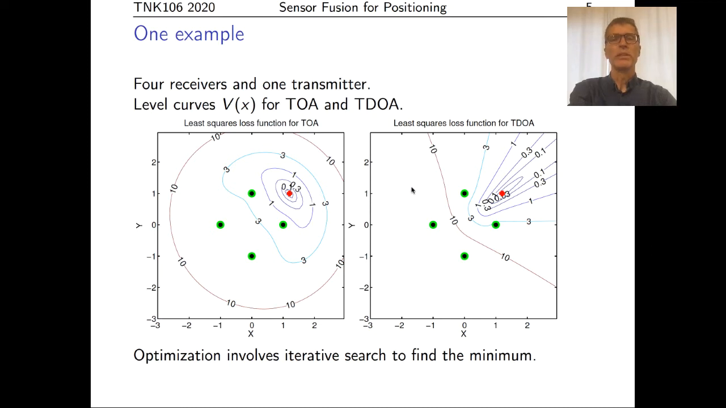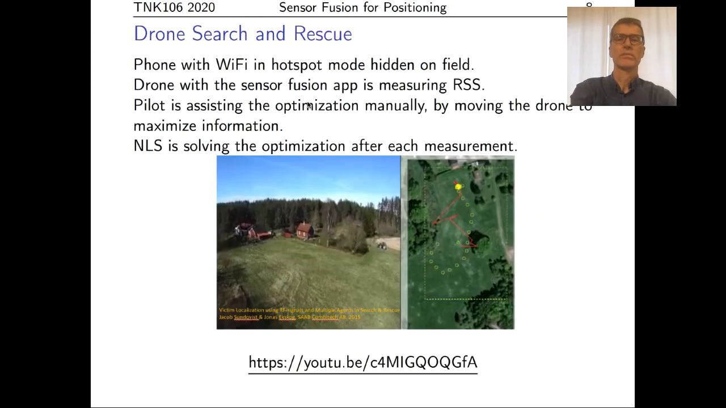A bit more interesting is the TDOA example here, where we have time difference of arrival measurements, because in this case the level curves of the loss function are much more asymmetric, and that might imply that it's a bit harder to numerically find the optimum here by iterative search.